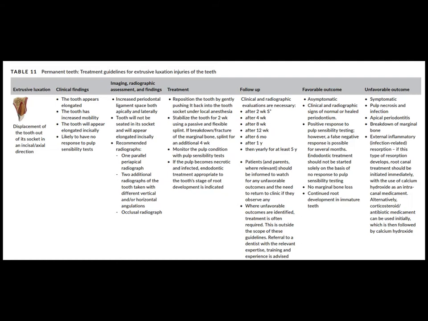Usually the recommended treatment is to reposition the tooth by gently pushing it back, and we do splinting, a flexible splint for 2 weeks. And of course, you need to monitor the tooth as it's written here, 2 weeks, 4 weeks, up to 5 years. The unfavorable outcome: necrosis, periapical radiolucency, some external root resorption, which is treated as any endodontic disease.